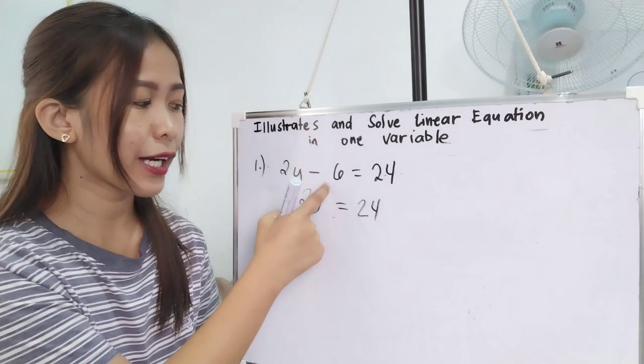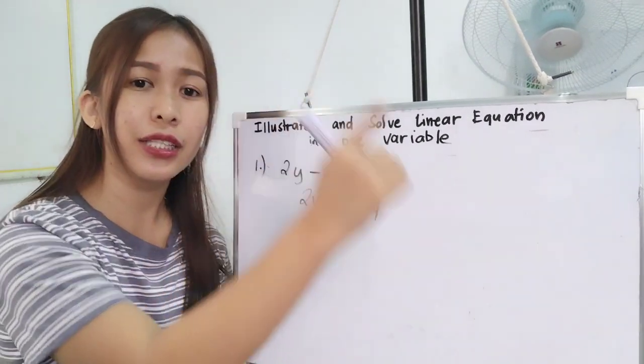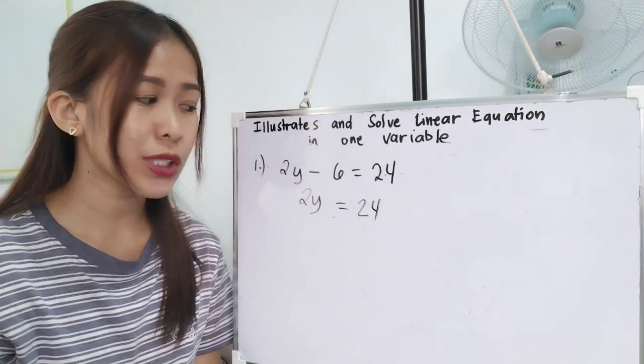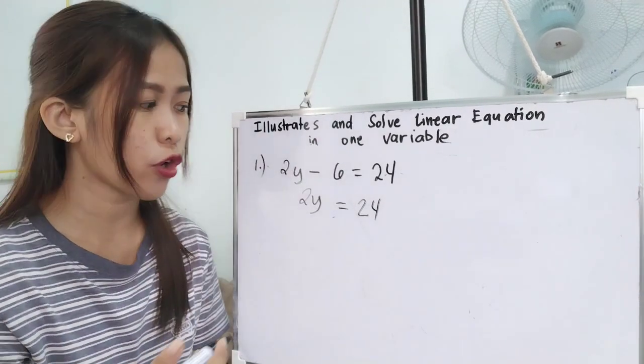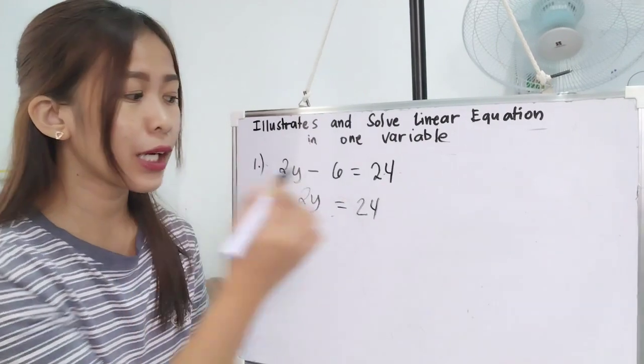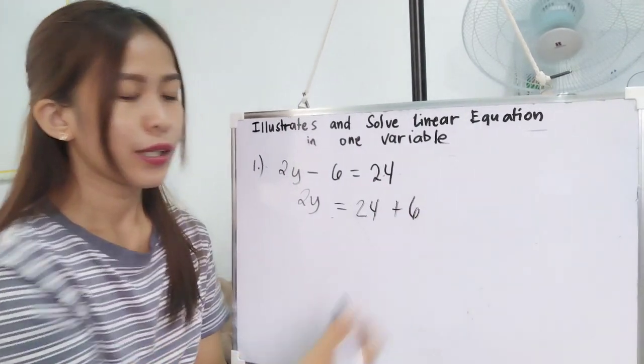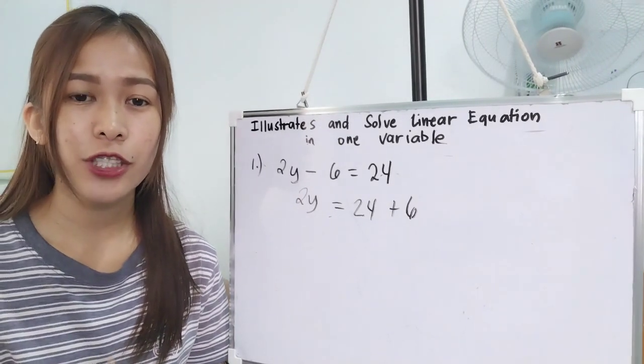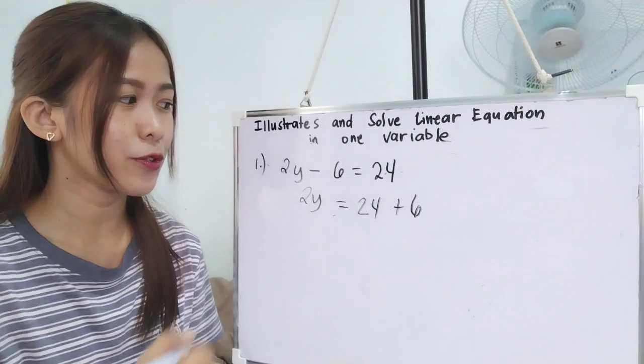Alright? And si negative 6, dahil ililipat natin siya sa kabila ng equal sign, or we are going to transpose that to the other side of the equation, itong negative ay magiging plus 6. Okay, so alam nyo na yan. Kapag naman ginamit nyo yung addition property of equality, ganito lang mga bunso.